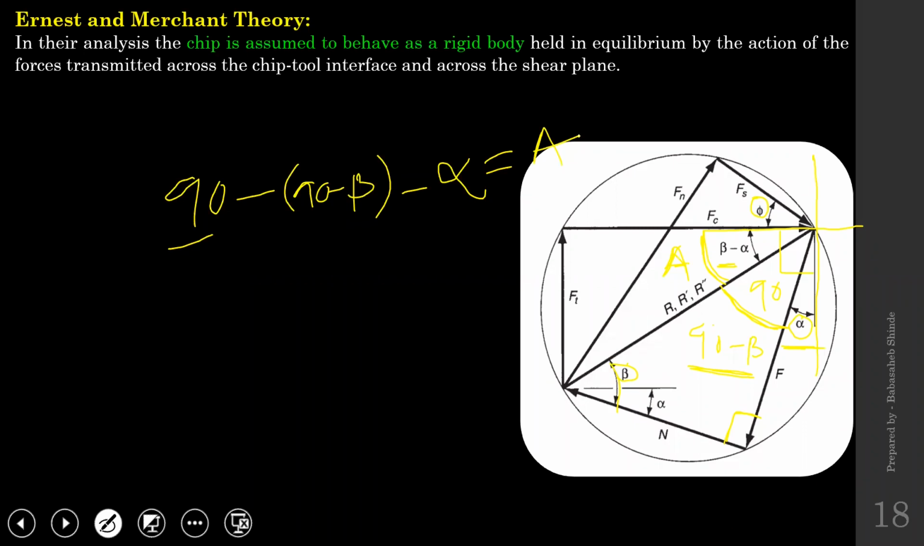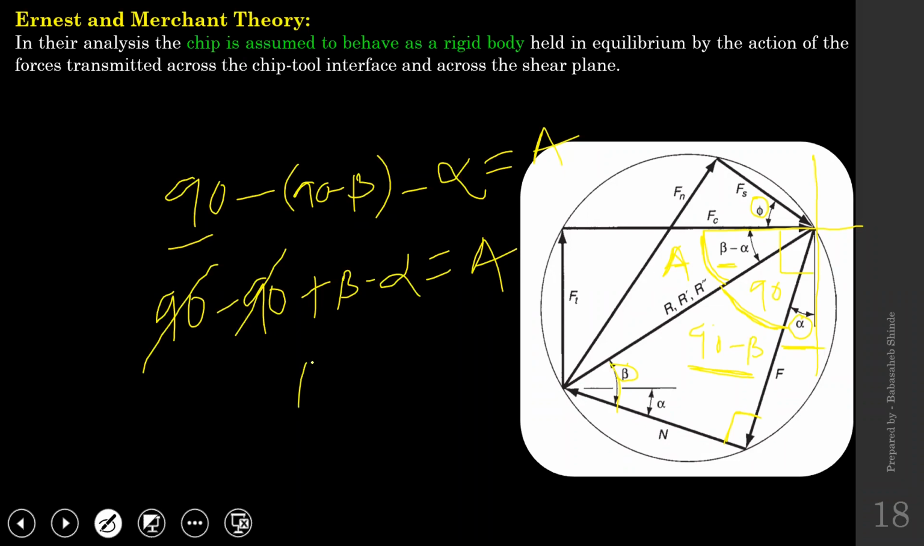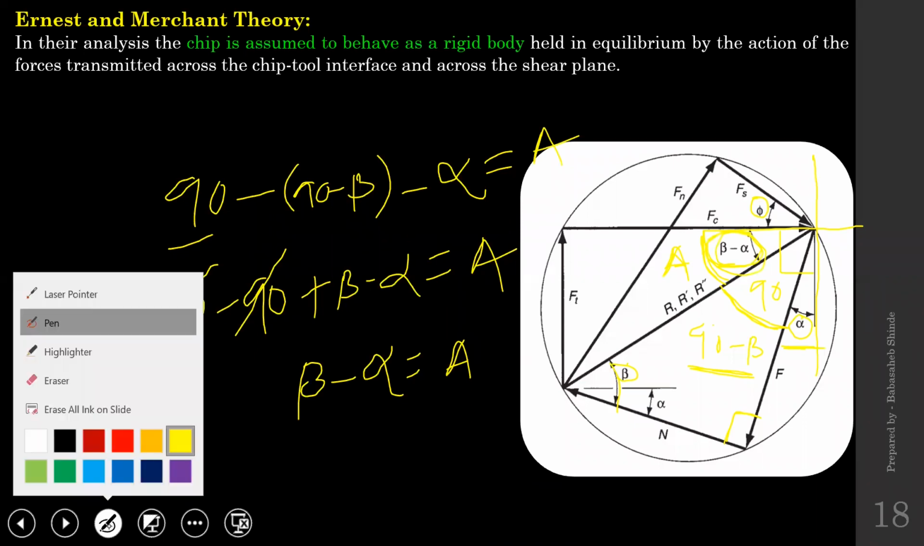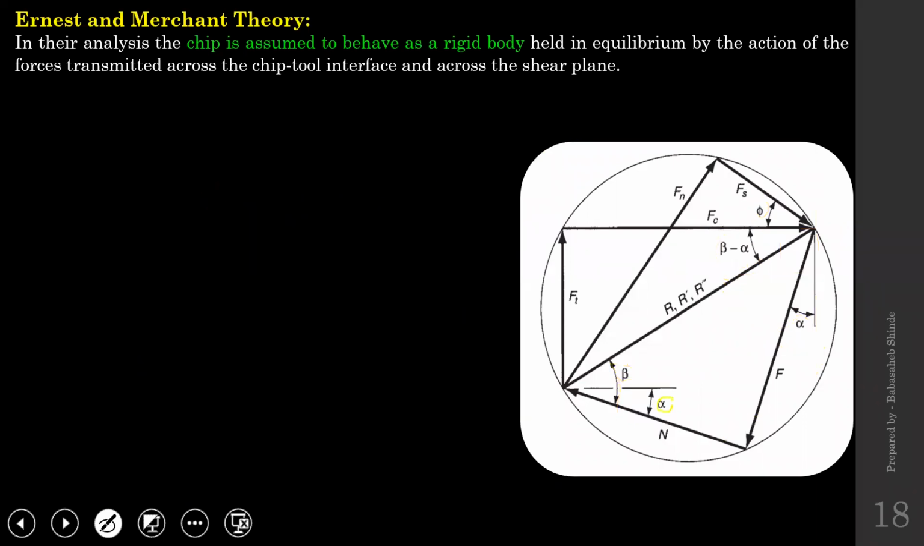So now let's solve this bracket. So 90 minus 90 plus beta minus alpha is equal to A. This 90 will get cancelled, and we will get beta minus alpha is equal to A. So we have got this beta minus alpha. Now last one, this alpha.